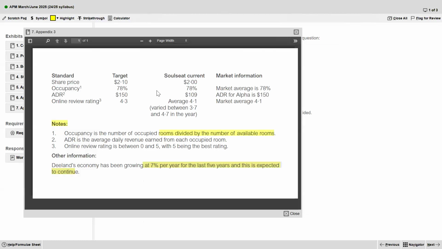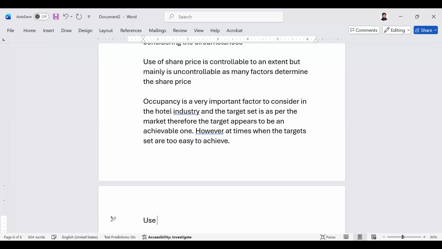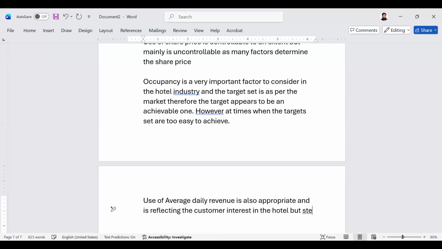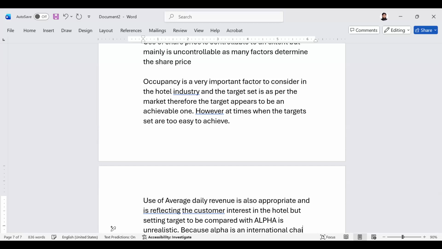Now, the use of average daily revenue is also appropriate and is reflecting the customer interest in the hotel, but the target setting to be compared with alpha is unrealistic because alpha is an international chain.